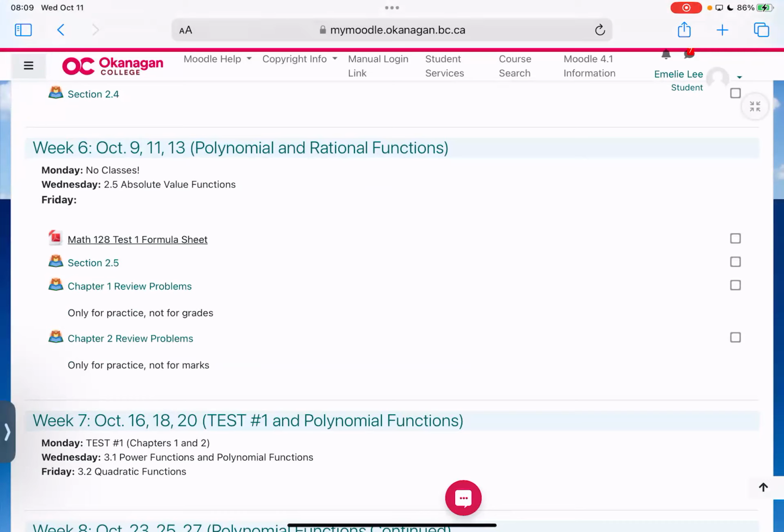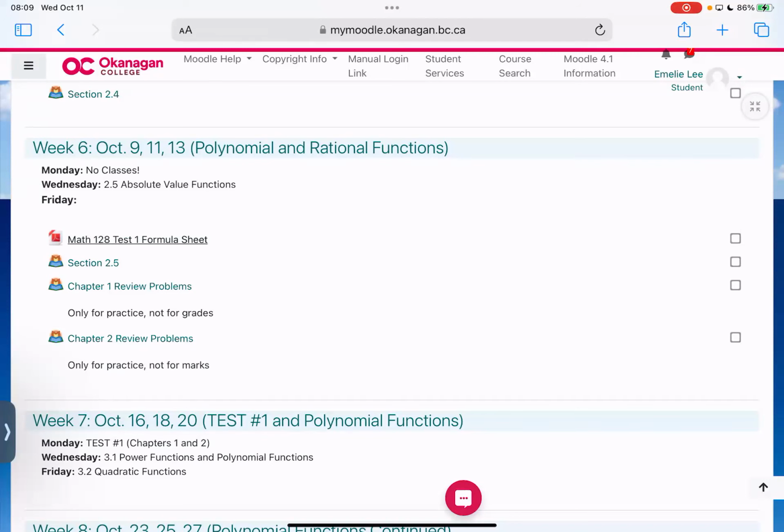I posted some chapter 1 and chapter 2 review problems because test 1 is only on chapter 1 and chapter 2. They're not for marks, they're just for practice. So if you want them, you got them. And I'll be drawing from assignment questions and these review problems for the test.